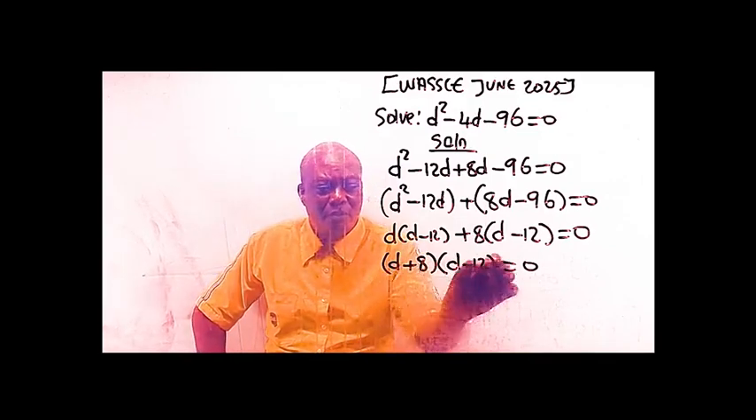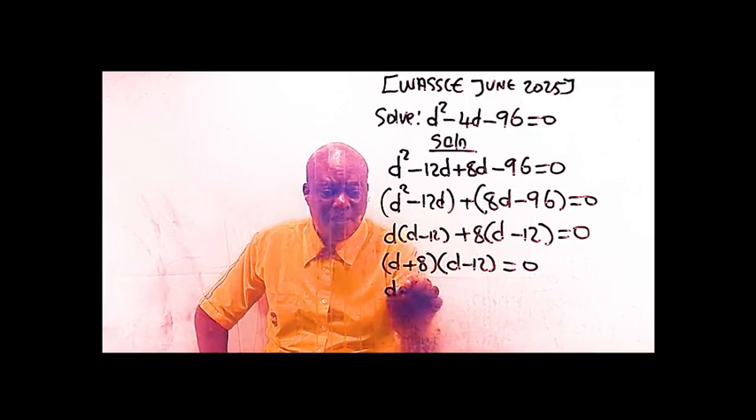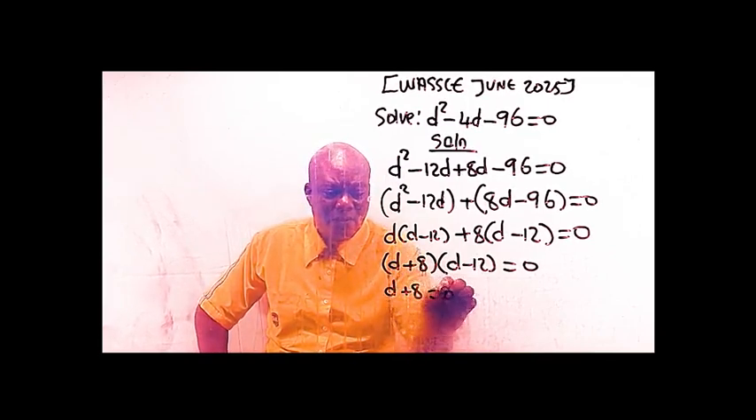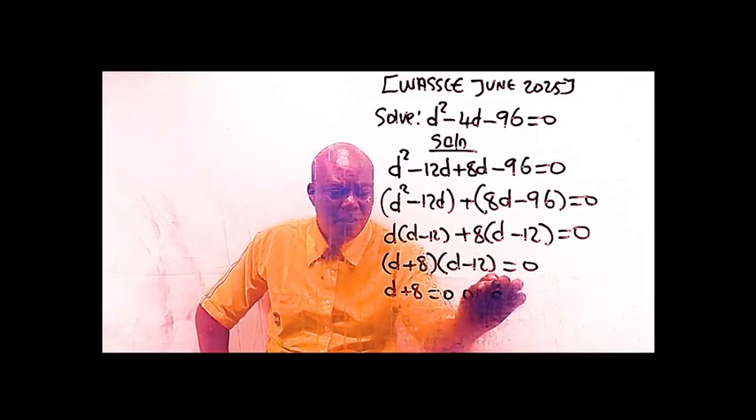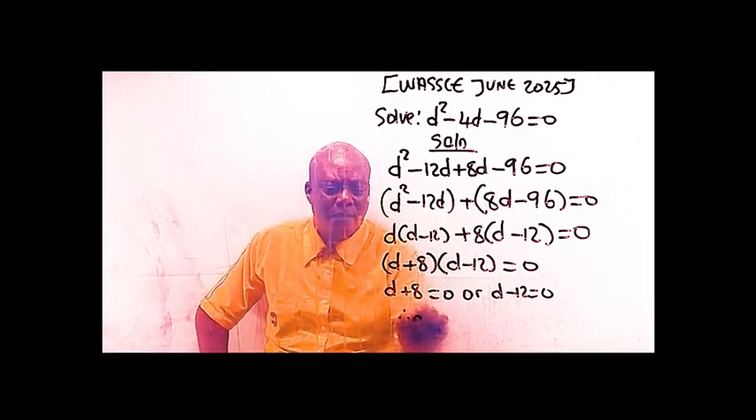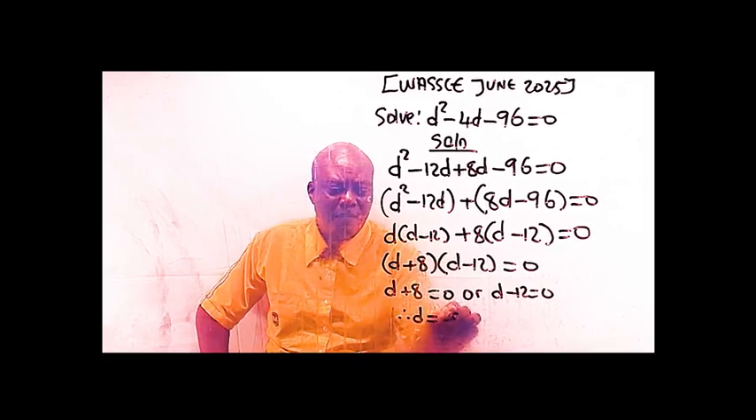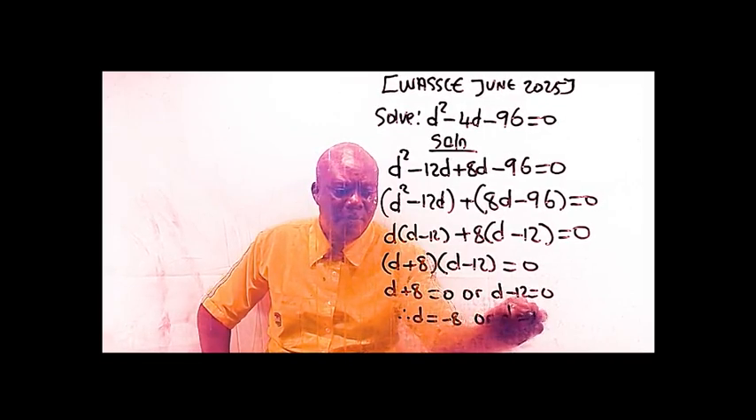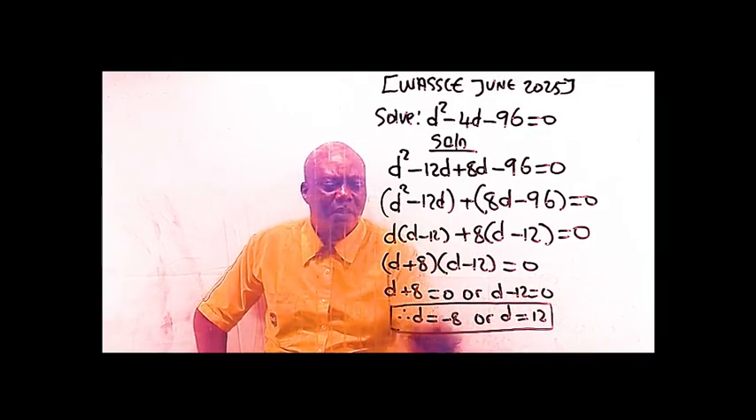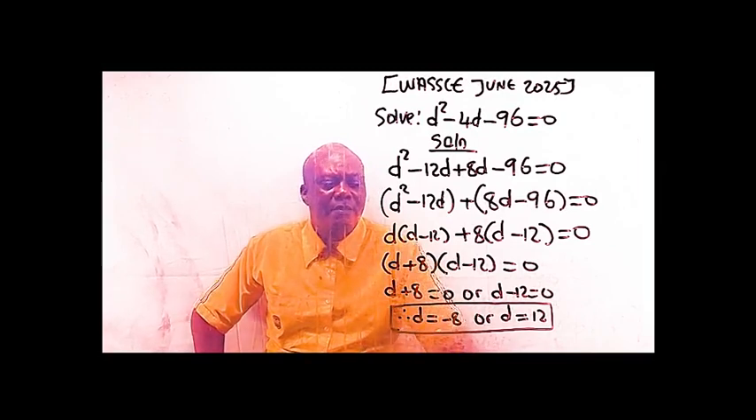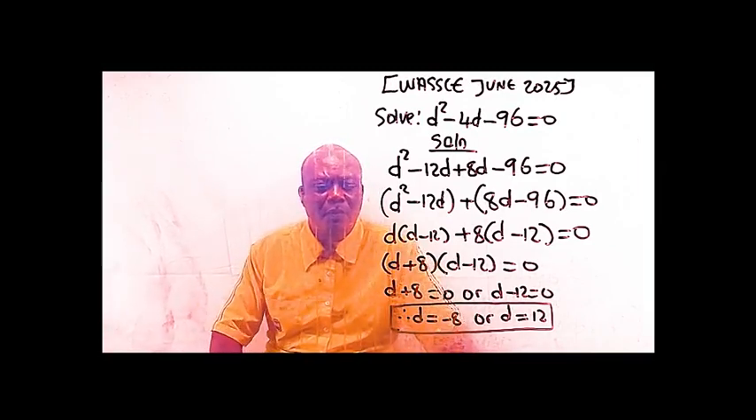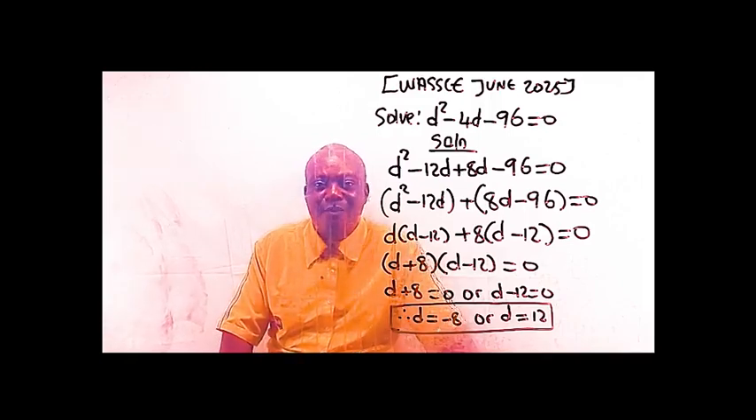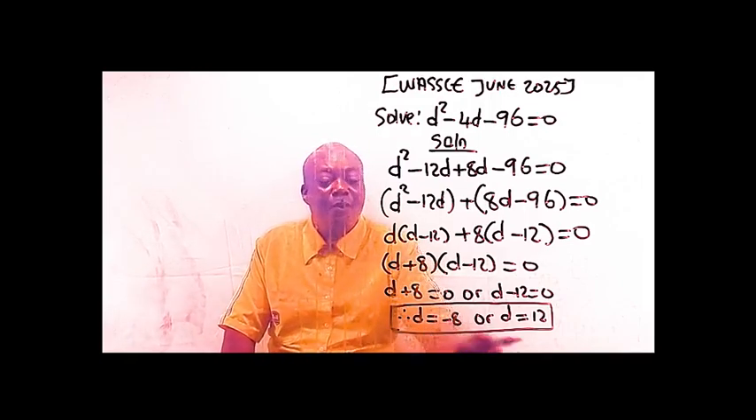For this to be true, either d plus 8 equals 0 or d minus 12 equals 0. Therefore, d will be equal to -8 or d will be equal to 12. And that is the final answer. So for this to be true, the value of d will be either -8 or 12.